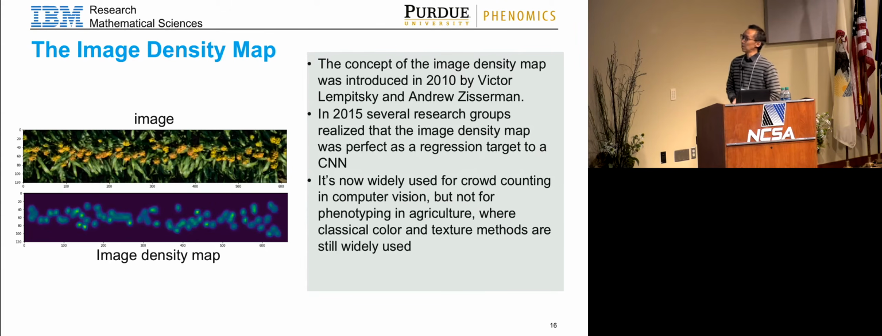So here's an example of an image density map of this image here. So you see that the bright parts have higher densities. So for one image, you get this whole image map as the target Y for regression, and that's how we managed to build a decent model without having too many images.